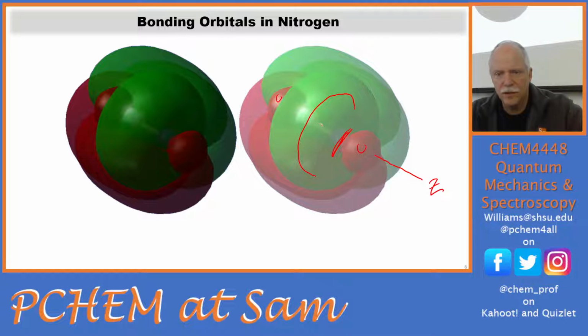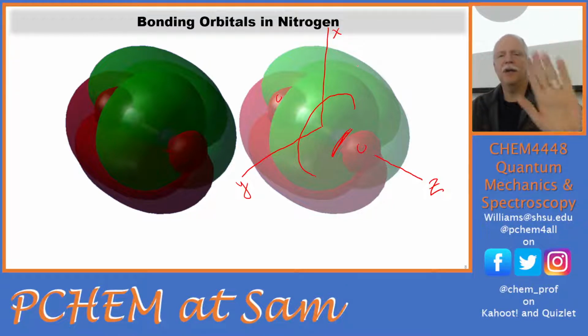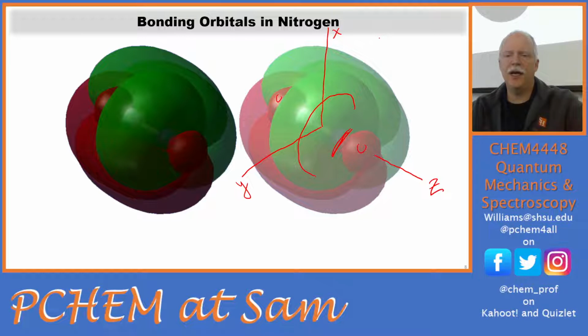we can just draw the X axis here, and then we'll call the Y right here. So then we have the pi, the px orbitals interacting, and that gives us bonds in the xz plane, and then the py orbitals acting side by side in the yz plane.